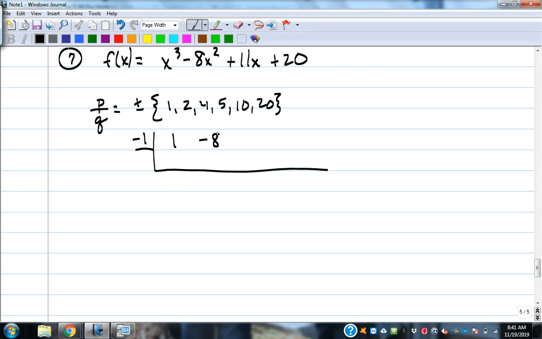-1, 1, -8, 11, 20. And let's break that cubic polynomial down to something we can work with. So 1. There's that remainder of 0. Okay. So right now, what's the factor that goes with -1? It'd be x plus 1. Good job. And then what's the factor for this stuff here?